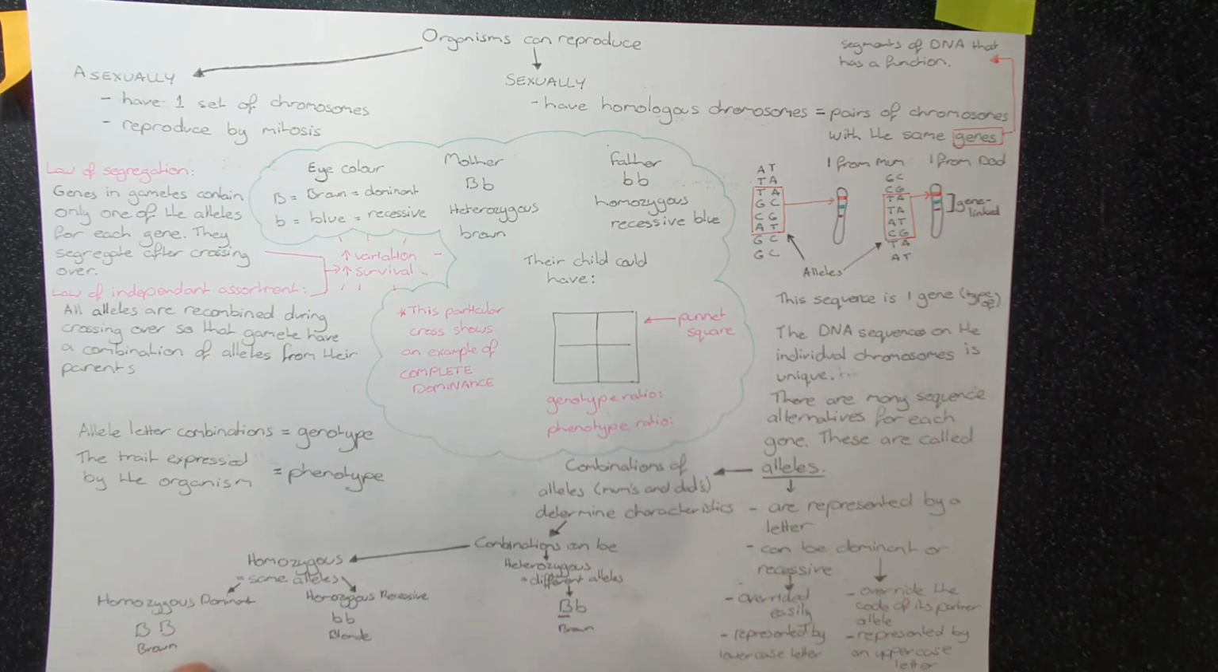The second one is the law of independent assortment. All alleles are recombined during crossing over so that the gametes have a combination of alleles from their parents.